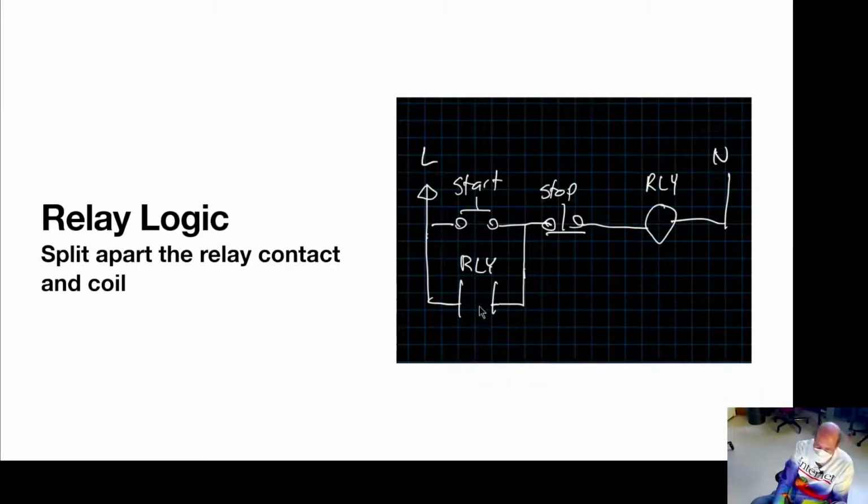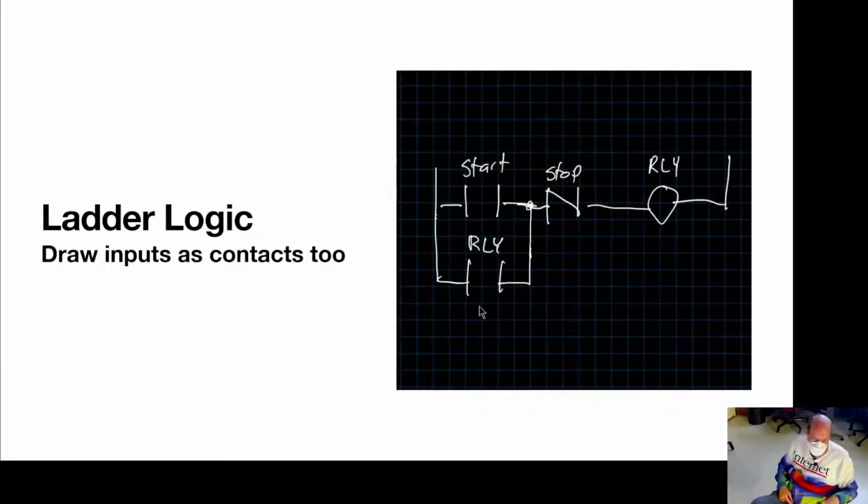Continuing further, when you turn that kind of relay logic for your industrial automation into ladder logic for software, it's the same thing, except your start and stop switches turn into contacts.